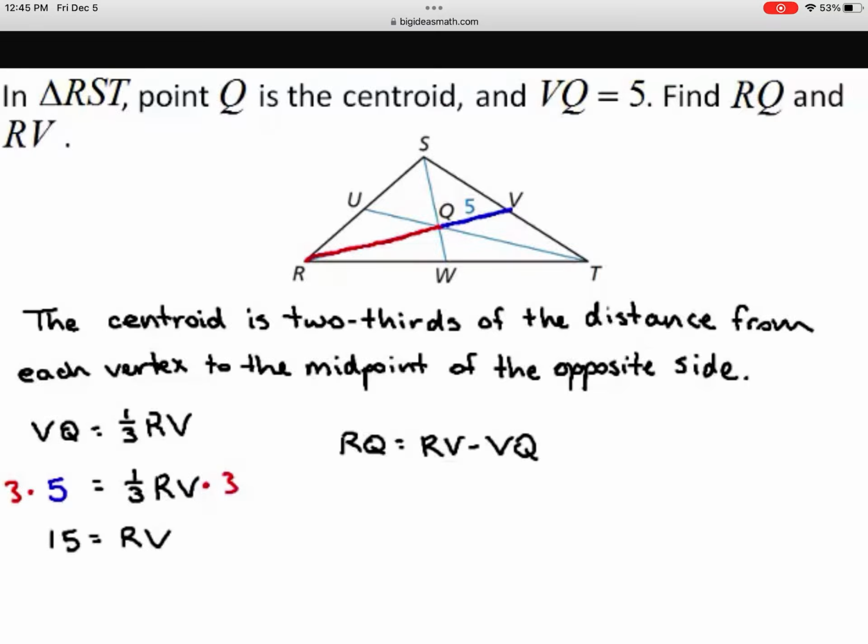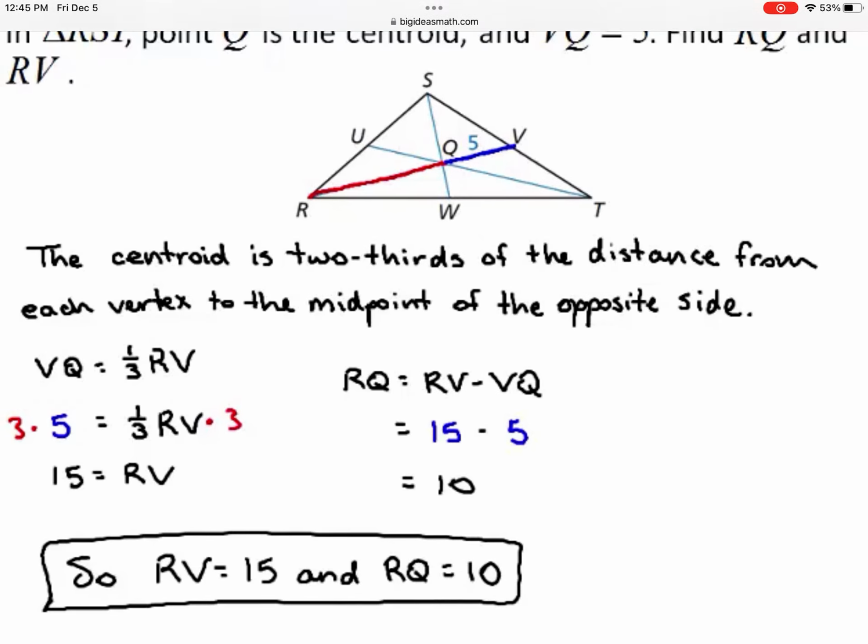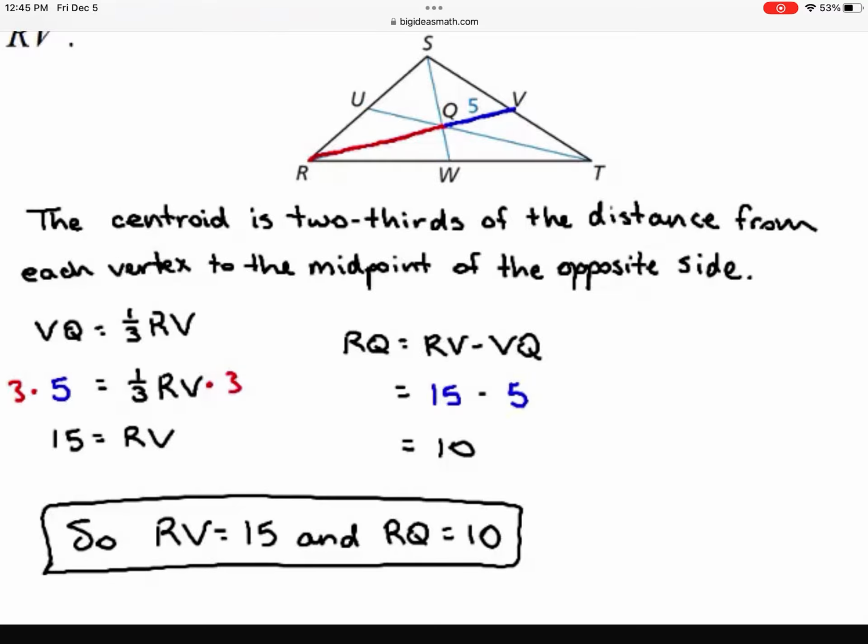And RQ equals RV minus VQ. Substituting 15 for RV and 5 for VQ gives 15 minus 5, which equals 10. So RV equals 15 and RQ equals 10.